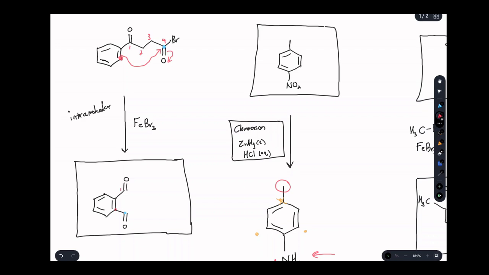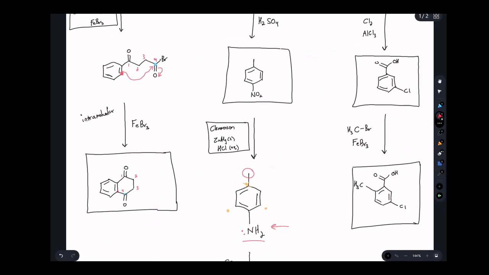Now, this is where the numbering comes in handy. 1 is connected to 2 and connected to 3, which is connected to 4. There's no arrows in any of this mechanism that's going to affect carbon 2 and 3. Really, they're just going to come along for the ride. Here's carbon 2 and here's carbon 3. And you can see that we've actually formed a ring on the benzene.